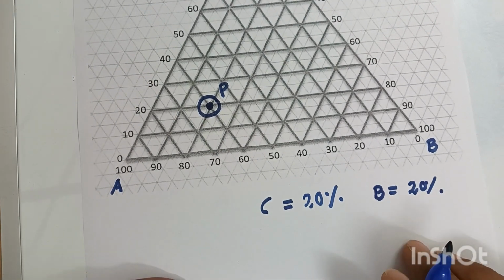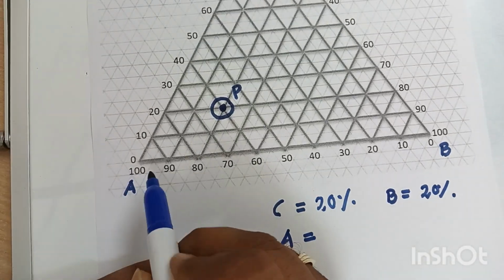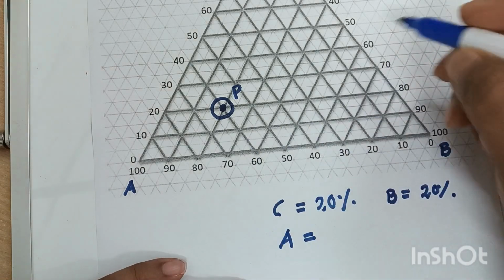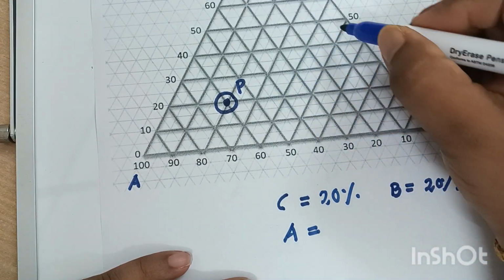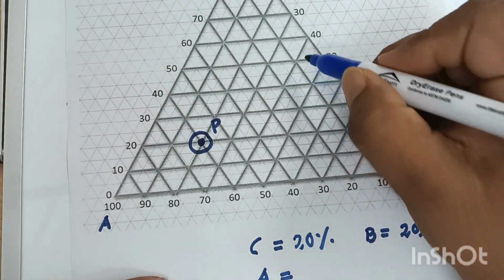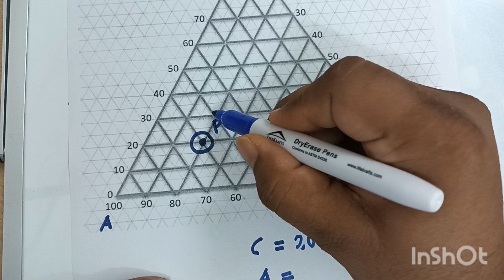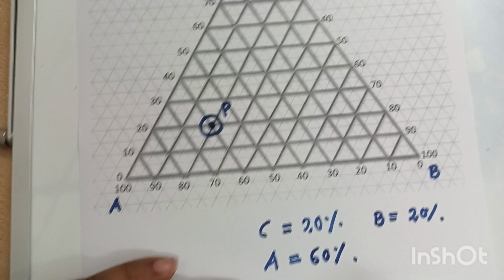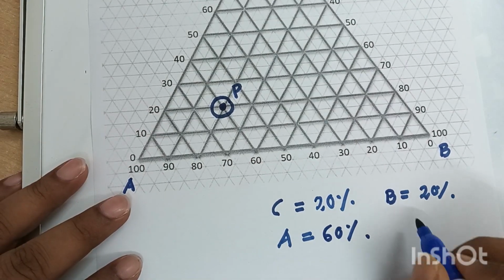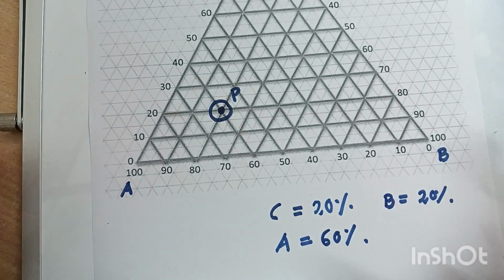And then you try to find the corresponding concentration of A. It's quite easy. This point A represents 100% of A. The opposite side BC is 0%. Each line represents a 10% increment. So let us just read it. This is 10% of A. This is 20% of A. This is 30% of A. This is 40% of A. This is 50% of A. And this point represents 60% of A. And if you add A plus B plus C together, 60 plus 20, 80 plus 20, 100. So in total you will get 100%. The sum total is going to be 100%.